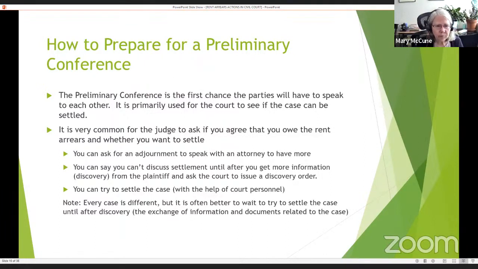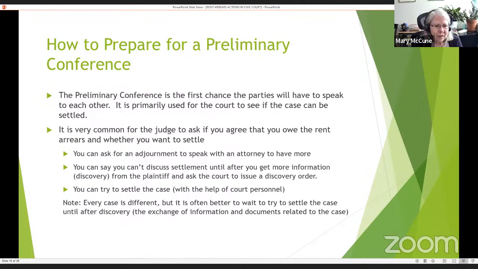Okay, how to prepare for a preliminary conference. This is the first chance that you'll have to speak to the other side about the case. From the court's perspective, their main interest is to see whether the case can be settled without any further intervention. It's really common for the judge to ask if you agree that you owe the rent arrears or whether you want to settle the case. And you may not want to answer either of those questions.